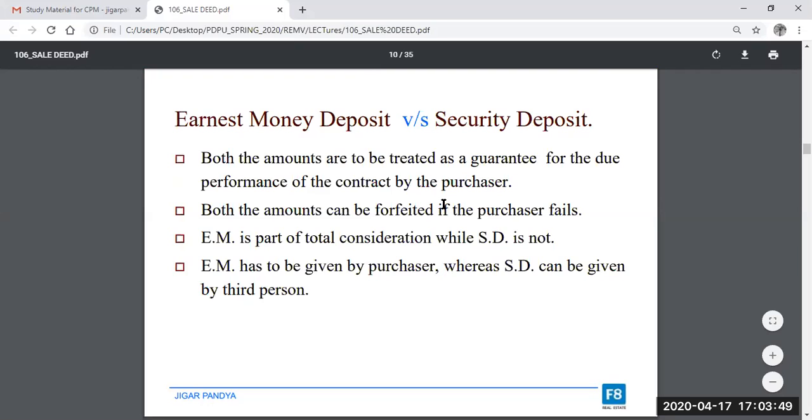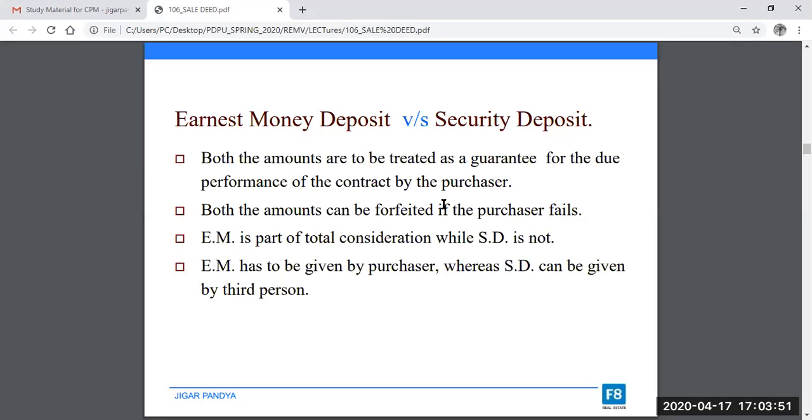Now, how is earnest money deposit different from a security deposit? So both amounts are to be treated as a guarantee for the due performance of the contract by the purchaser. Now, EMD and security deposit both form a guarantee. Both the amounts can be forfeited if the purchaser fails. So if the buyer decides to not buy for any reason, then some part of EMD as well as security deposit would be cut by the vendor and a partial payment would be returned.